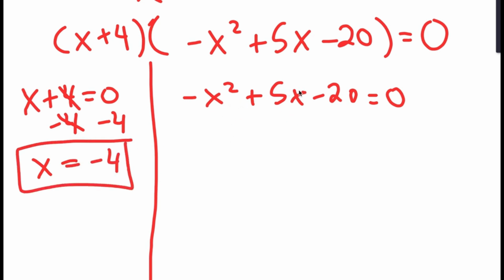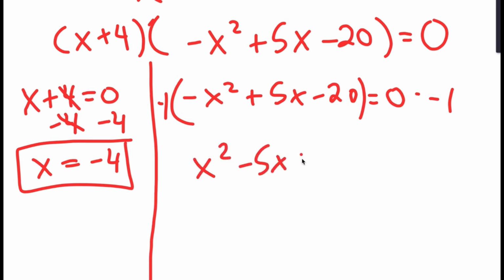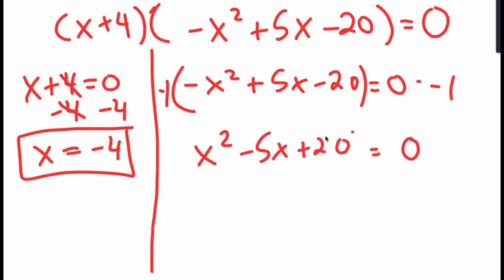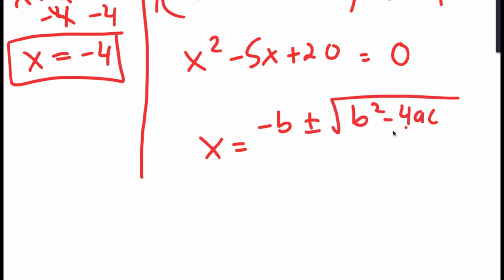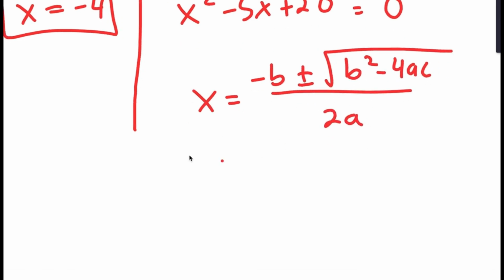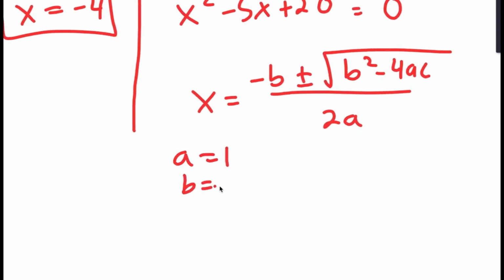Now, for negative x squared plus 5x minus 20 equals 0, well, first off, we have a negative sign in front of x squared, so I'm actually going to get rid of that by multiplying both sides by negative 1. So I get x squared minus 5x plus 20 is equal to 0. And now, to solve this, I'm going to use the quadratic formula, which is negative b plus or minus the square root of b squared minus 4ac all over 2a. So in this case, a is 1, b is negative 5, and c is 20.